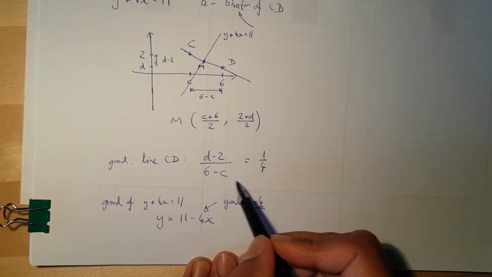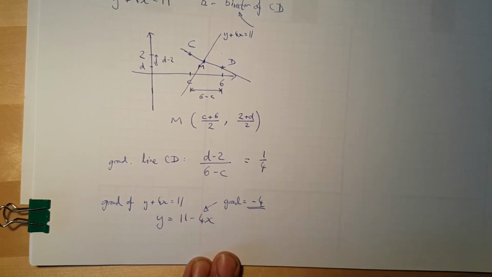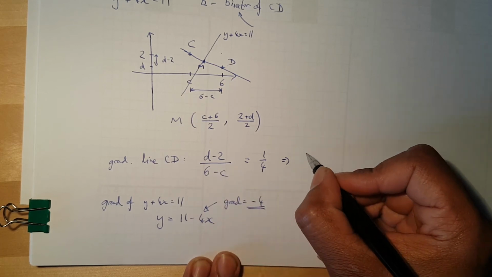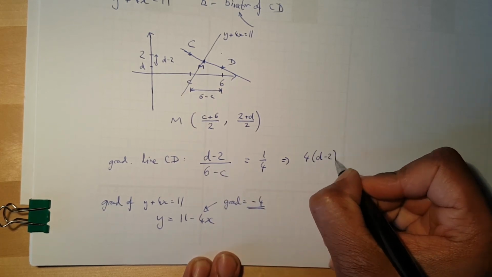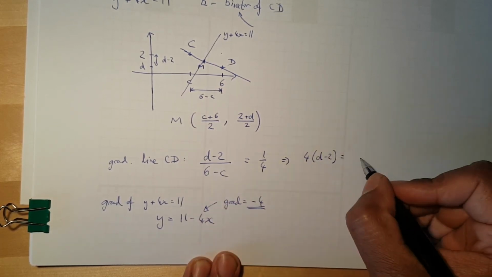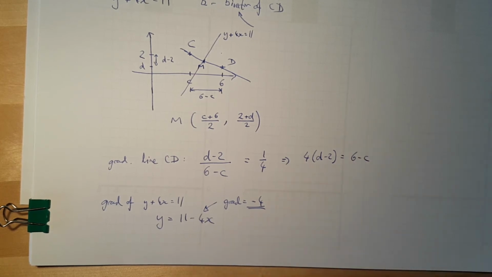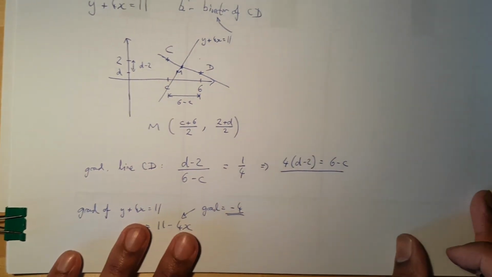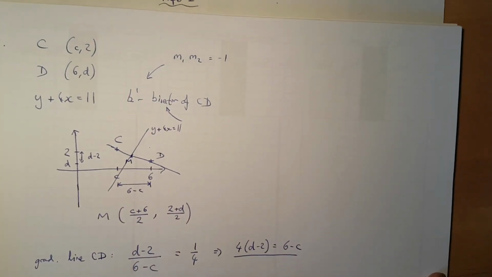So here is going to give me a lovely equation for C and D together, which gives me, if I multiply both sides by 4, 4 lots of D minus 2, multiplied by 6 minus C. So I know now an equation in terms of D and C, and I'm going to use that. Now I've got that, what can I do next?